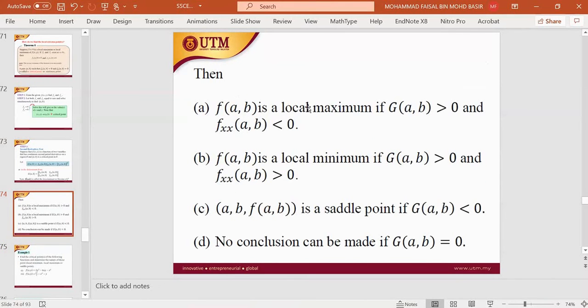Then f(a,b) is a local maximum if G(a,b) is more than 0 and fxx is less than 0. So later we will do examples so that you can understand. f(a,b) is a local minimum if G(a,b) is more than 0 and fxx is more than 0. So actually they are both the same, right? But it depends on fxx. Less than 0 means maximum, more than 0 means minimum. And then f(a,b) is a saddle point if G(a,b) is less than 0. Conclusion, if G(a,b) equals 0, the test fails.